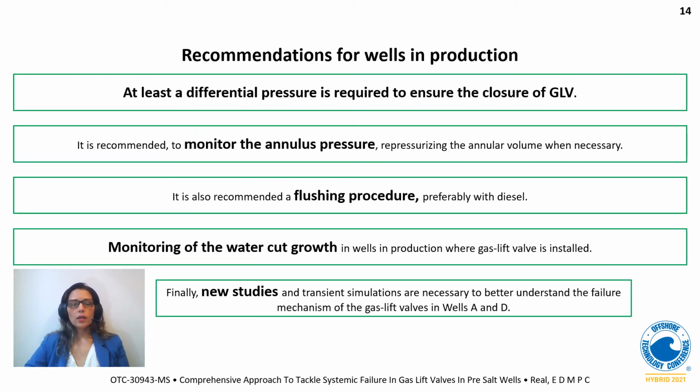Recommendation for well and production. The pressure equalization between the annulus and the tubing at the depth of the gas lift valve does not guarantee valve closure. At least a differential pressure of 7 kg per square centimeter is required to ensure the closure of the gas lift valve. Monitor the annulus pressure, repressurizing the annular volume when necessary.